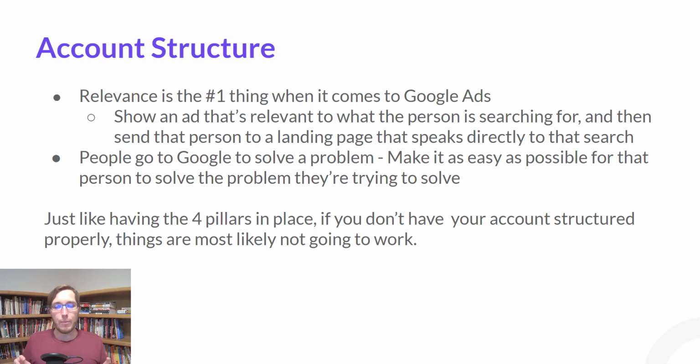So to put this in a different perspective, you need to think about how Google works and how people use Google. Like I mentioned here, people go to Google to solve a problem. And what you want to do is make it as easy as possible for that person to solve a problem. And this is just like having those 4 pillars in place. If you don't have this account structure stuff nailed down, things are most likely not going to work.